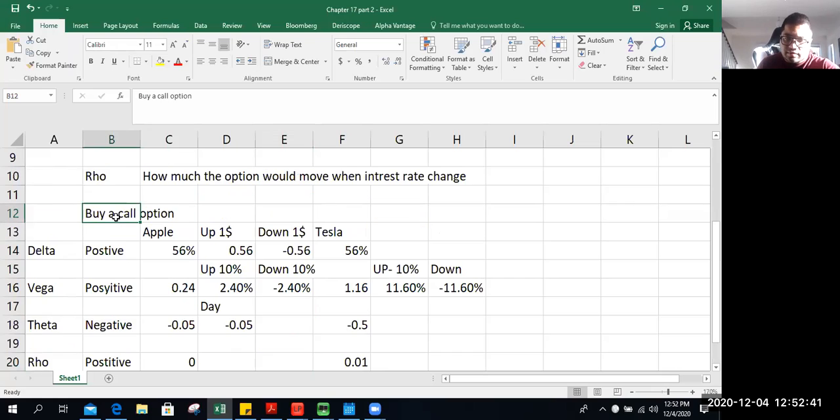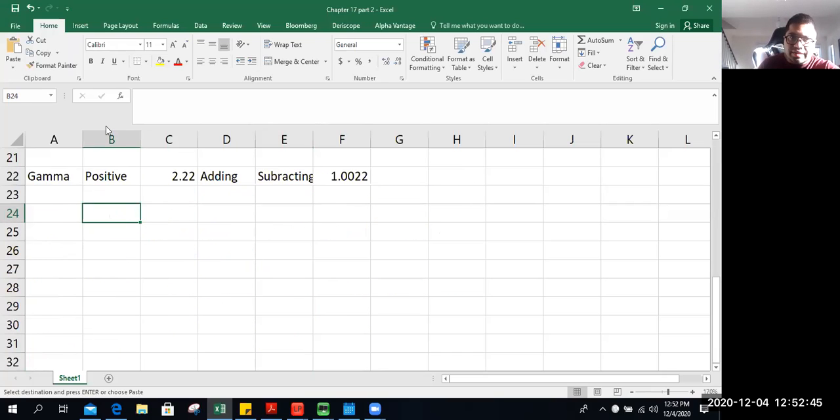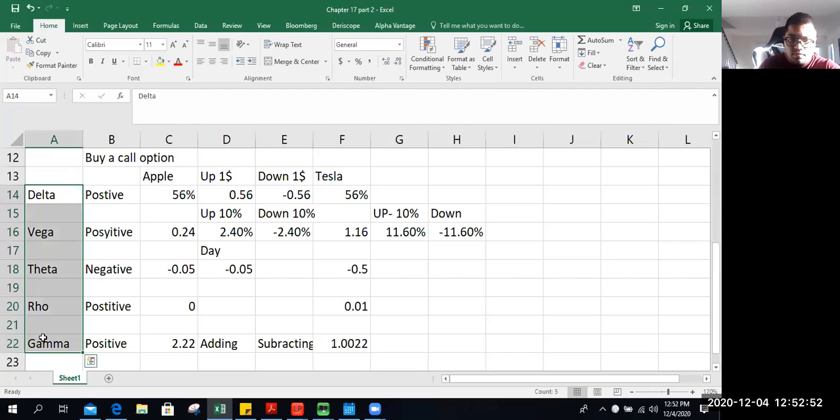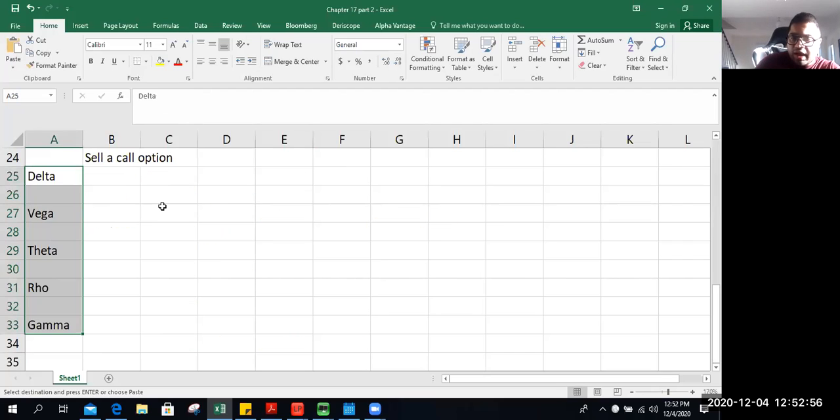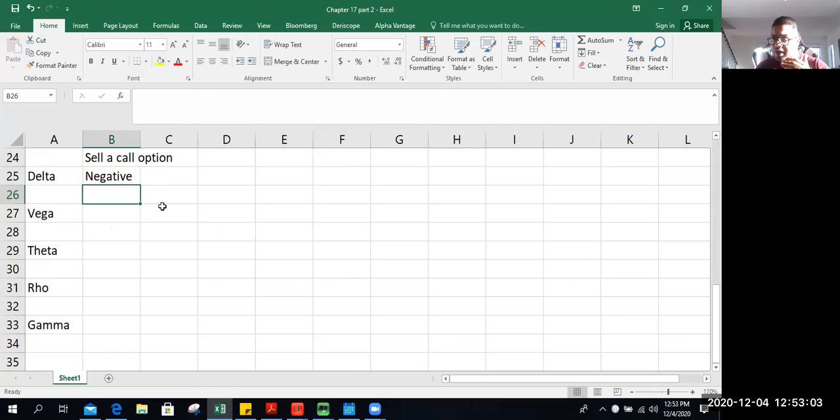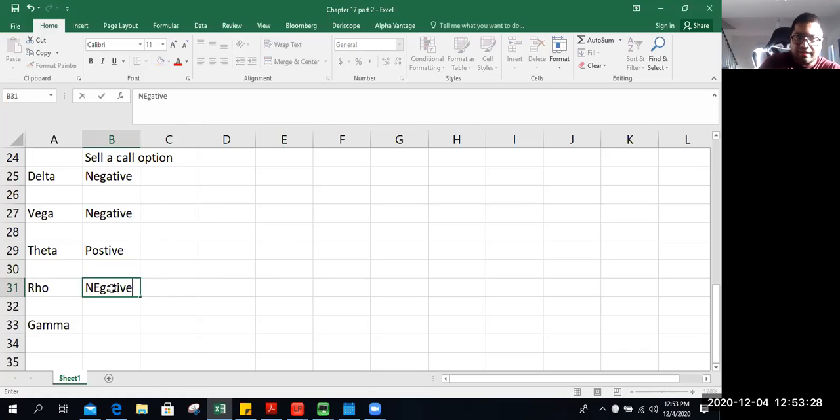Now, let's look at a position that you can take. You can buy a call or you can sell a call. If you do a sell position, you have negative delta. So if price moves up, you lose money. If price moves down, you make money. Vega is negative. So if volatility goes up, you lose money. If volatility goes down, you make money. Theta is positive. Each time a day passes, you pocket some premium. Rho is the opposite, so negative, and for gamma, you have to make an adjustment for large movement.